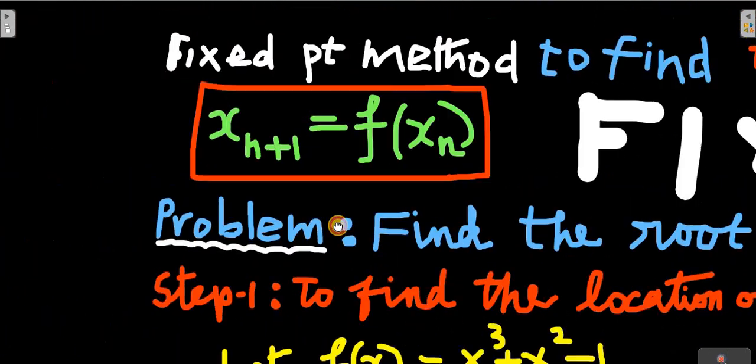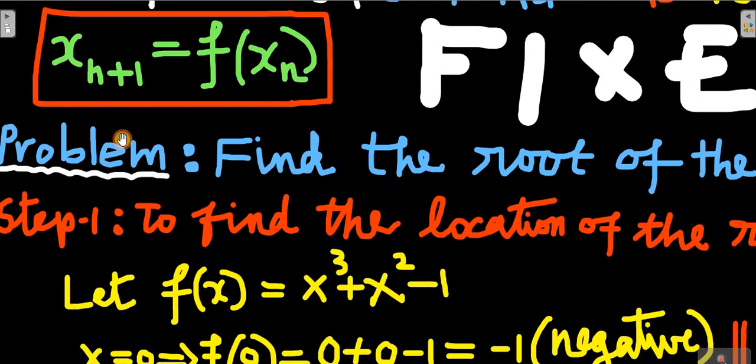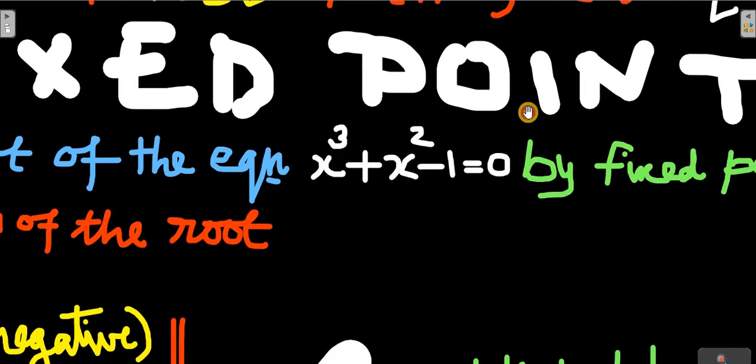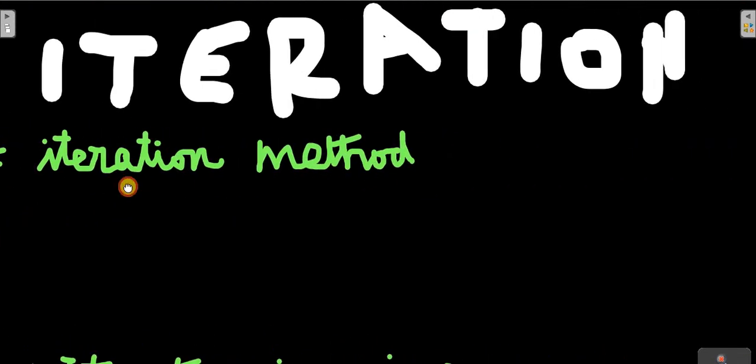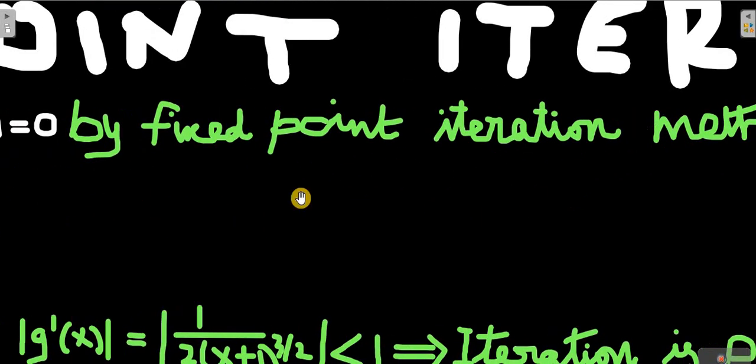We are going to solve this problem. Now the formula for the fixed point iteration method is: the next root x_{n+1} equals f of x_n. That is the formula for the fixed point iteration method.